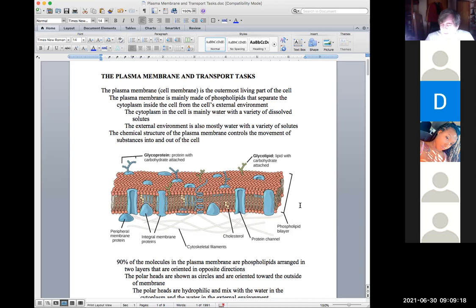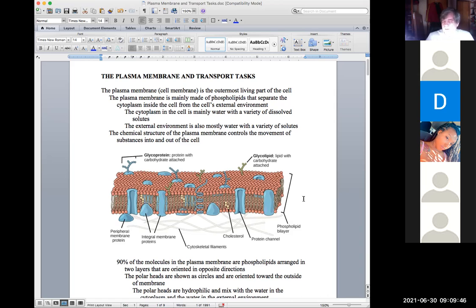Now, there are a few things that can get through. Since most of the thickness of the plasma membrane is nonpolar or hydrophobic, things that are nonpolar can get through. Well, what type of molecules are nonpolar that living organisms deal with? O2, oxygen gas, is nonpolar. CO2, carbon dioxide, is nonpolar.